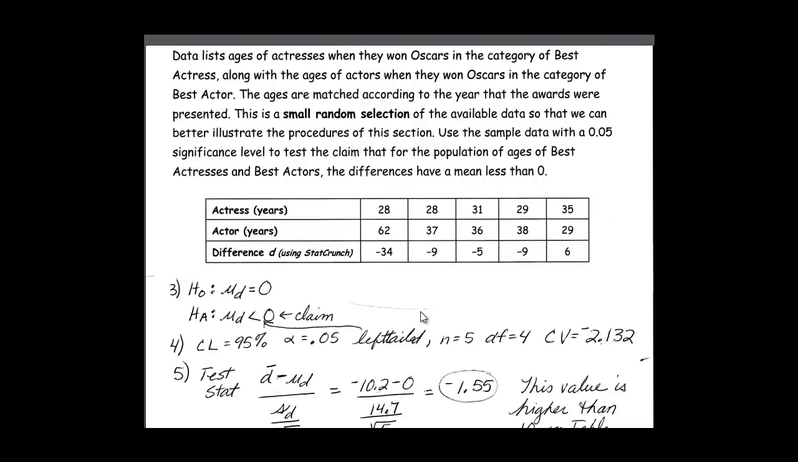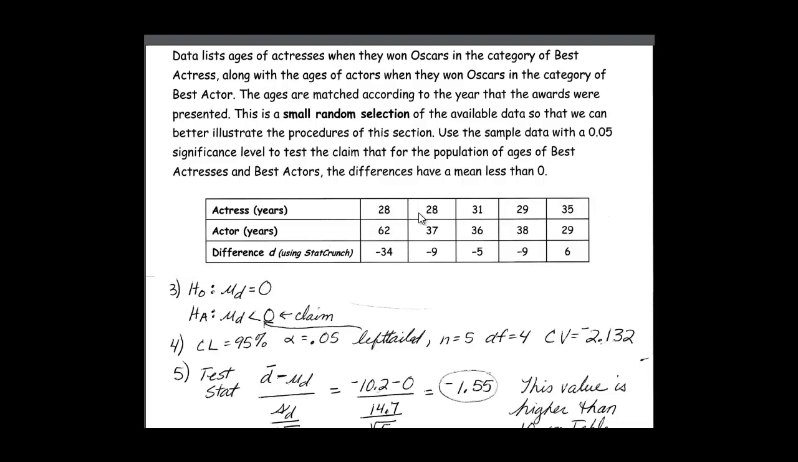Okay, this is a small random selection of available data so that we can better illustrate the procedures of the section. Use the sample data with a 0.05 significance level to test the claim that for the population of ages of Best Actresses and Best Actors, the differences have a mean less than 0.